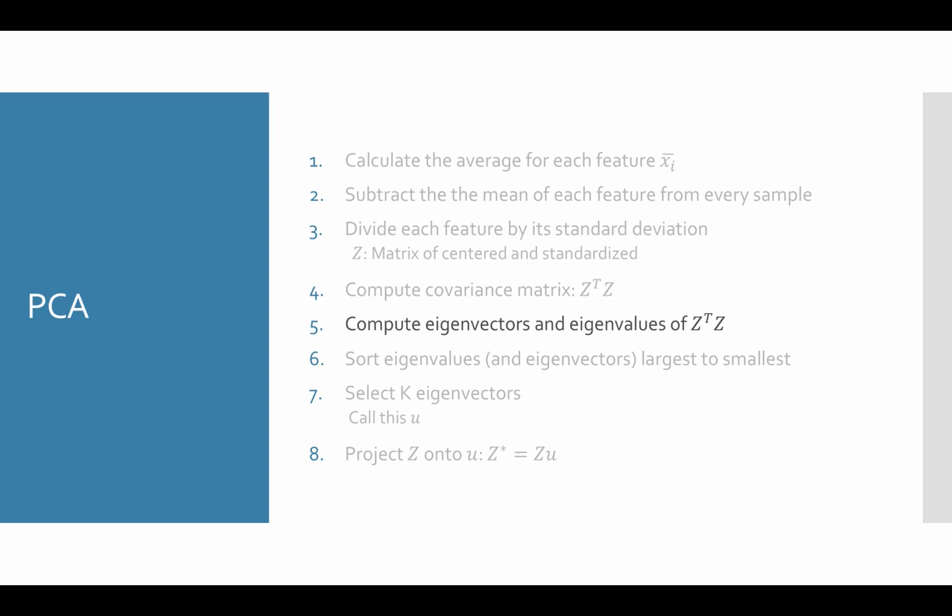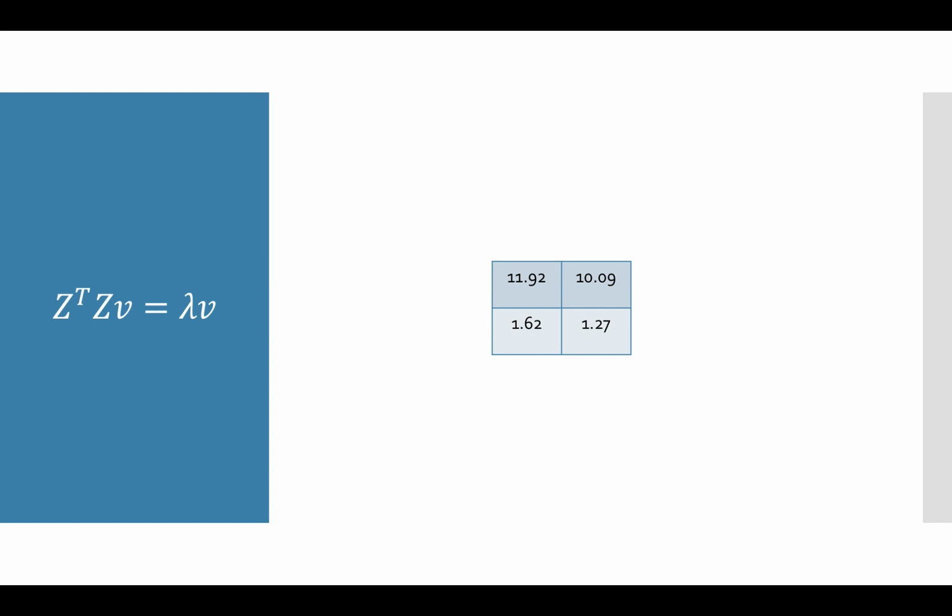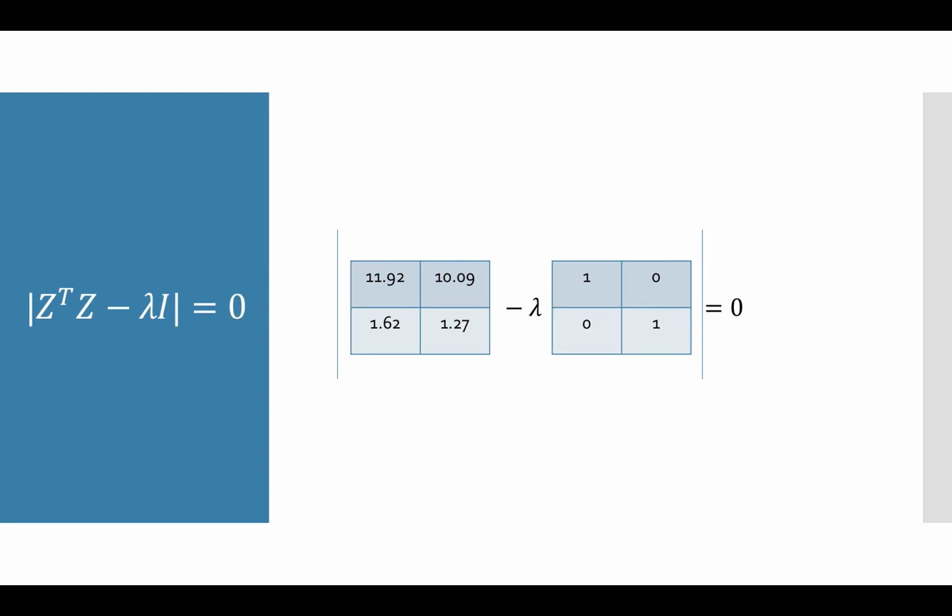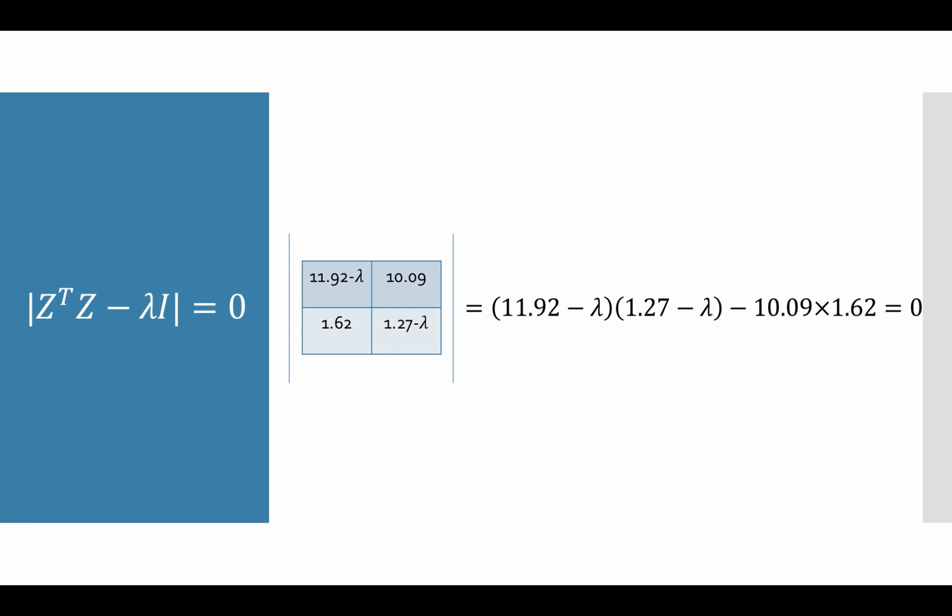The next step is to compute the eigenvectors and eigenvalues of the covariance matrix. Good thing we're experts at that now. So we have Z transpose Z v equals lambda v. So we use the characteristic equation and we get the determinant of this, and we set it equal to 0, which is going to look like this. The final equation we get is lambda squared minus 13.19 lambda minus 1.19.